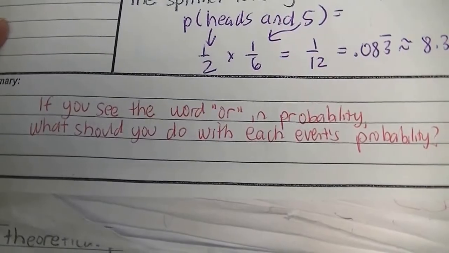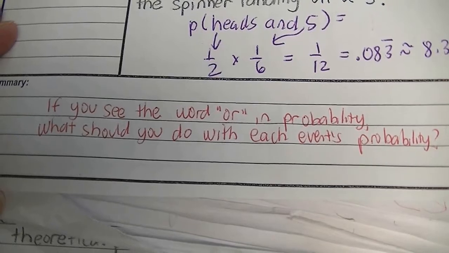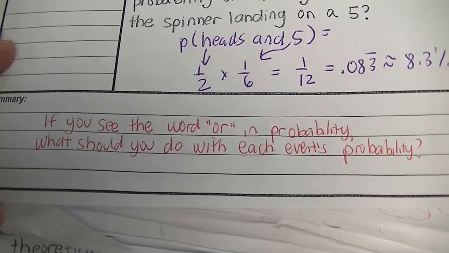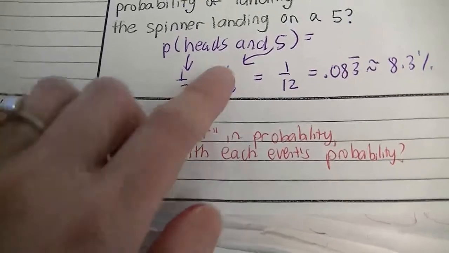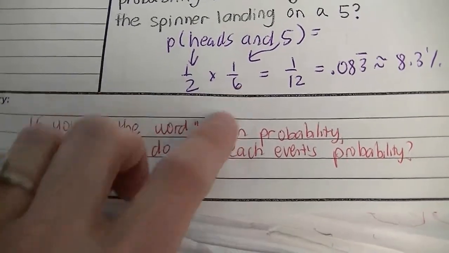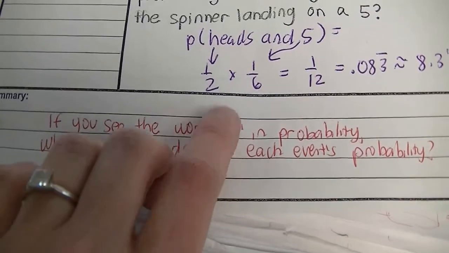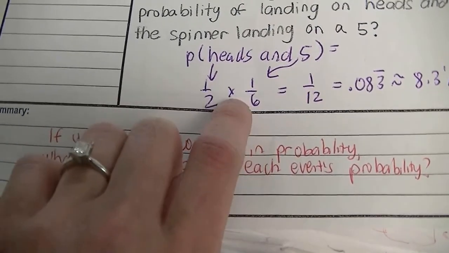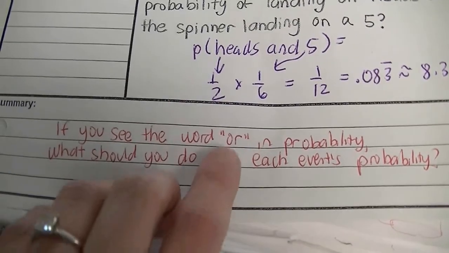All right, when you see the word or in probability, what should you do with each event's probability? I'm going to give you a hint. It's not multiply, because when you see the word and only in probability, you'll multiply the events together. But when you see the word or, what should you do to them? So if this said probability of landing on heads or 5, what should you do instead of multiply if it said or?